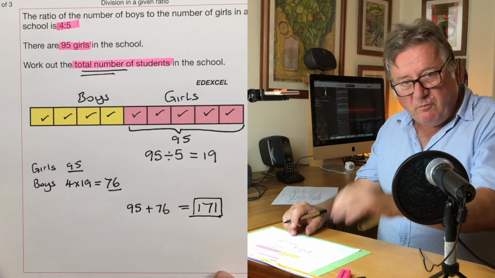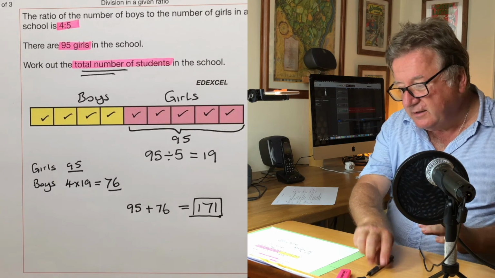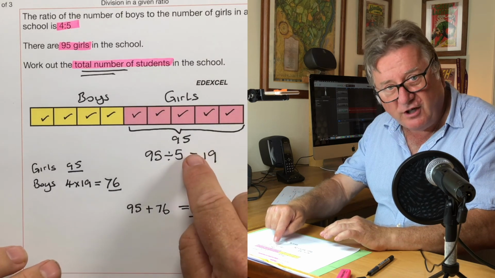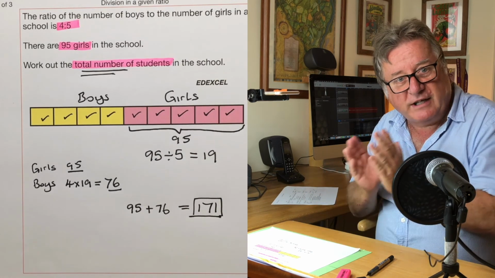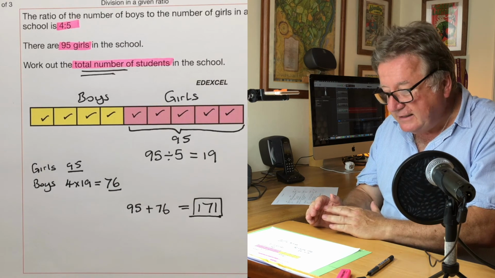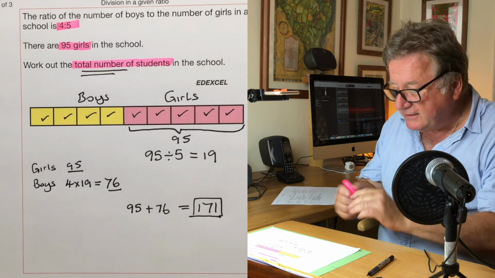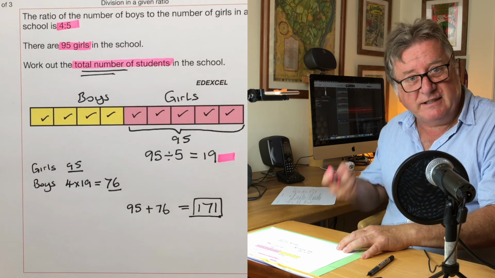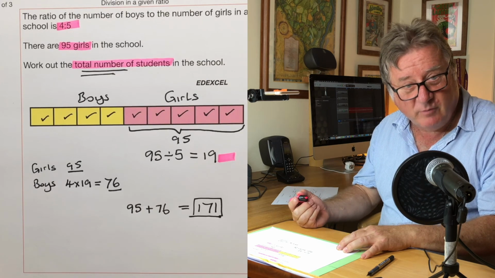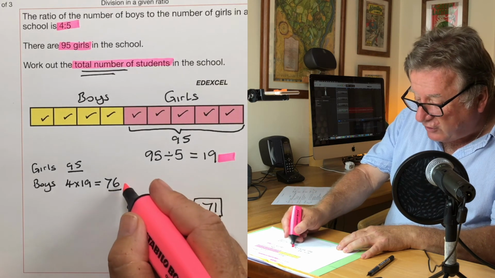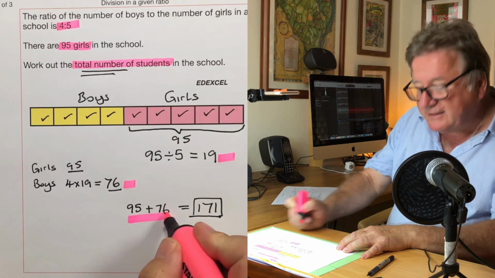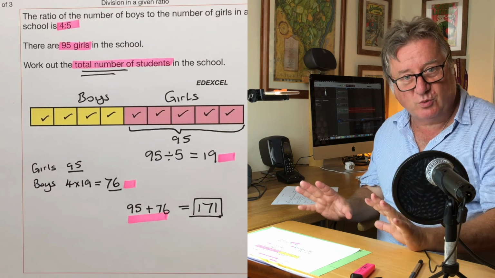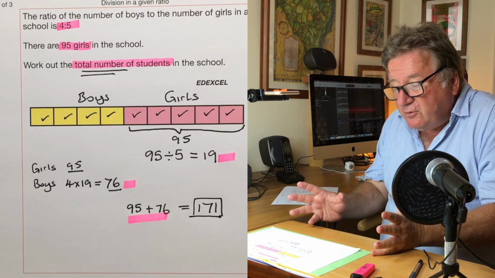Okay, so I'm going to summarize 2 key points here. Firstly, we've used the bar and the information of 95 girls, and we've used that to find out what each part is worth. Secondly, just look at what we've written down for the examiner. Here, we've written 95 divided by 5 is 19. We'll get a process mark for that. We've shown our calculation for the boys, and we've shown we've added the 2 together to get our final answer. All of that is good marks, so make sure you show it. So that's our final question.